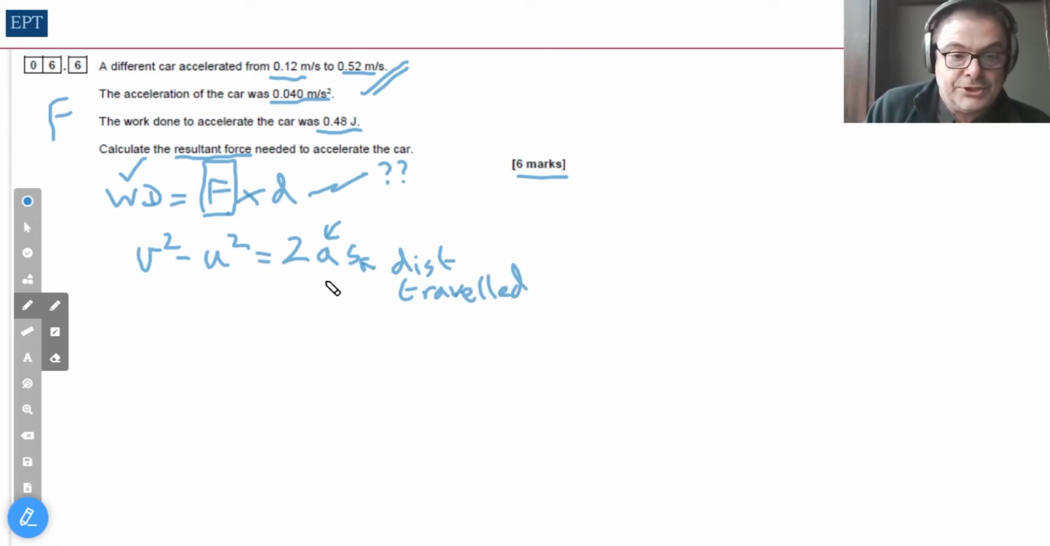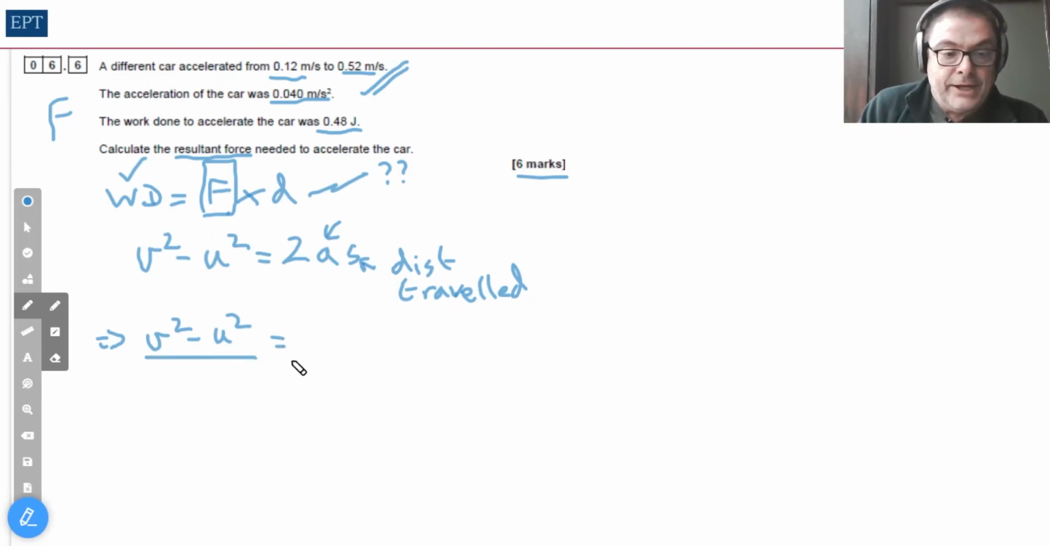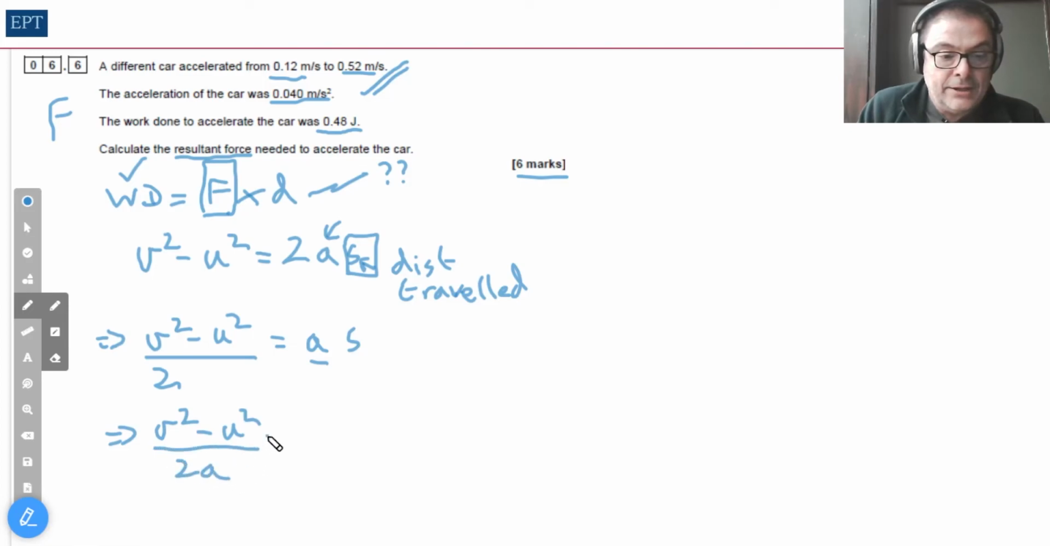So let's do some algebra on this. This will therefore mean that v squared minus u squared, let's divide by 2 first, is equal to as. What I did there was just divide by 2, because what I want to do is get s on its own. So now we can divide by a, both sides, so now we get v squared minus u squared over 2a equals s, which is what we want.